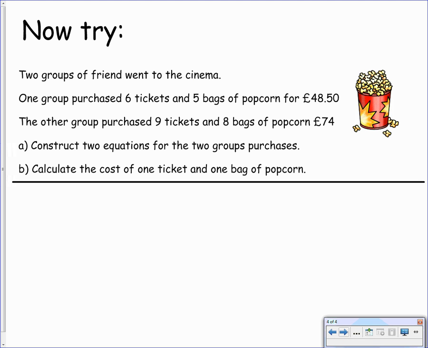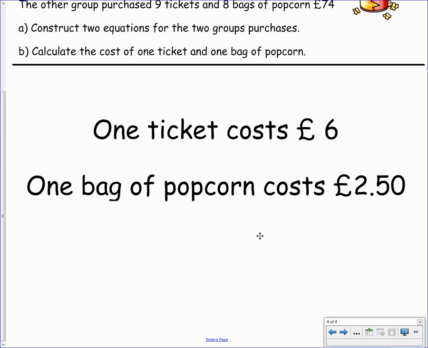Okay, here's one for you to try. This time we're looking at 2 groups of friends who went to the cinema. We're looking at their purchases of tickets and popcorn and looking to calculate the cost of 1 ticket and 1 bag of popcorn. And here's your solution. 1 ticket for the cinema costs £6 and 1 bag of popcorn costs £2.50.